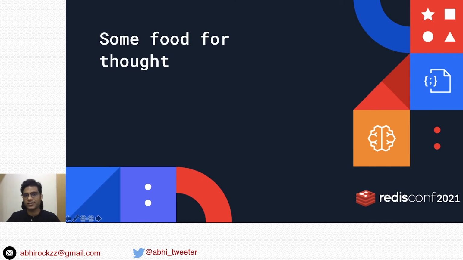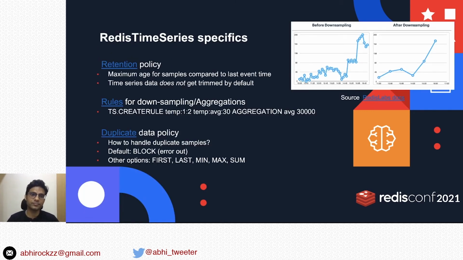Okay, now let's discuss some of the additional considerations. I may not have touched upon these specific points in my demo and previous slides, but you should definitely take care of these Redis time series specific points. One is the retention policy. Do you really want to retain all your time series data points in Redis indefinitely? Probably not. If not, you should think about retention policy, because by default, the value for retention policy is 0, which means that none of your time series data points actually get deleted or trimmed. So take care of that.